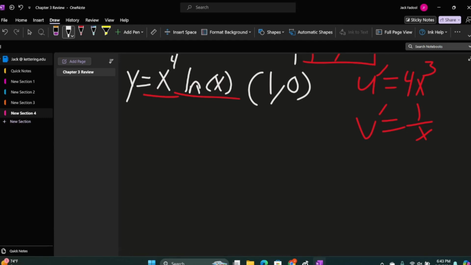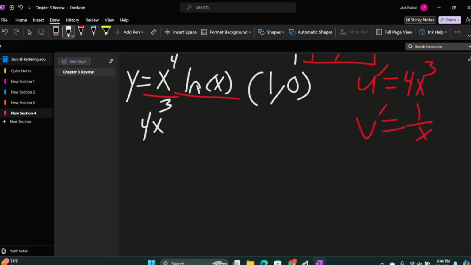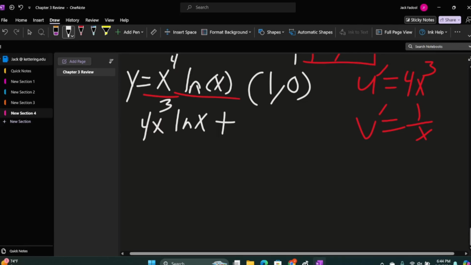So then 4x cubed times ln of x plus x fourth times 1 over x.